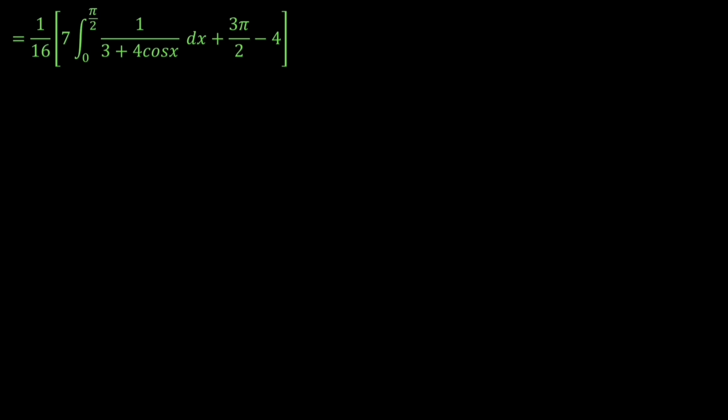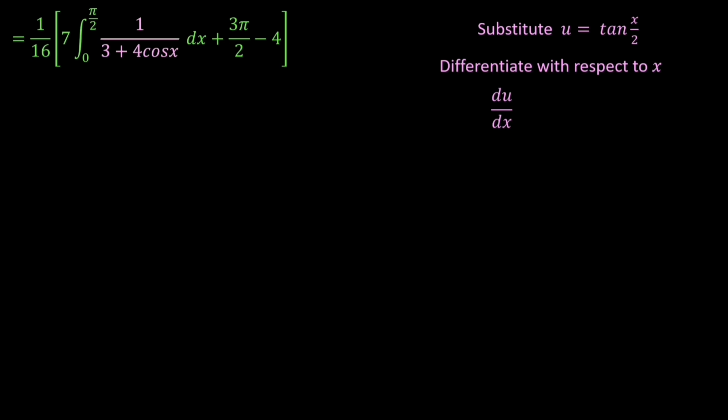Now we need to get the integral value of 1 over 3 plus 4 cos x. To simplify this integral, we can use the substitution method. We can substitute u as tan x over 2. Then differentiation with respect to x. Differentiation of u equals du over dx. Differentiation of tan x over 2 we can write as sec squared x over 2. Differentiation of x over 2 we can write as half into 1, or half.